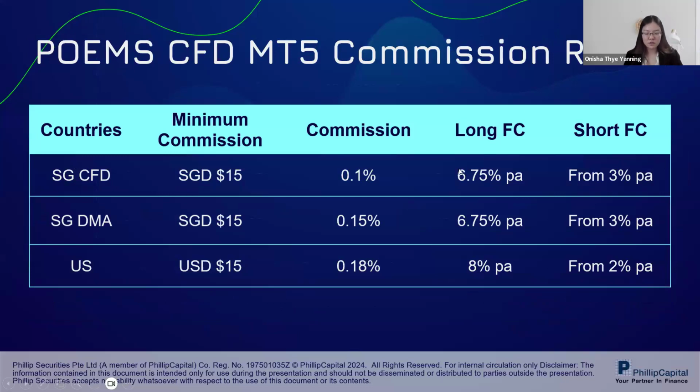Okay, next. So this one is our POEMS CFD MT5 commission rates. So we only provide Singapore and US, and also certain commodities. Okay, so the main thing, $15, which is cheaper by $10 as compared to premiums. And then our commission is 0.1%. It's also lower. Okay, and 0.15%.